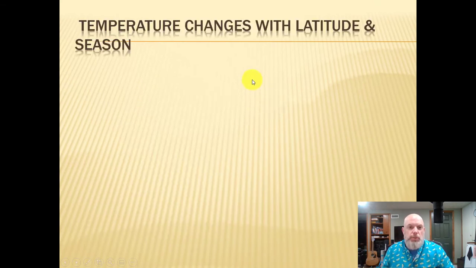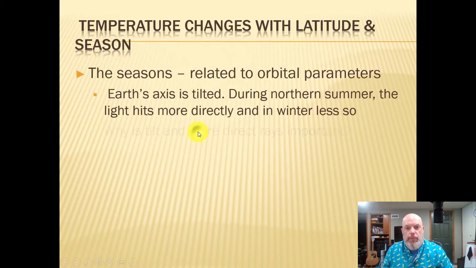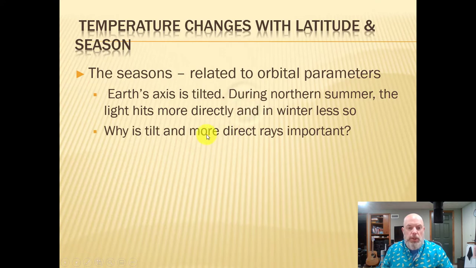So temperature changes with latitude and the season. Why is the tilt more important? This always comes up. If people are already past, oh, we know it's not the distance from the sun, it's the tilt. Everybody says that. Probably a lot of you right now are already saying the tilt is what causes the seasons. We want to go a little farther. Why does the tilt have anything to do with it?